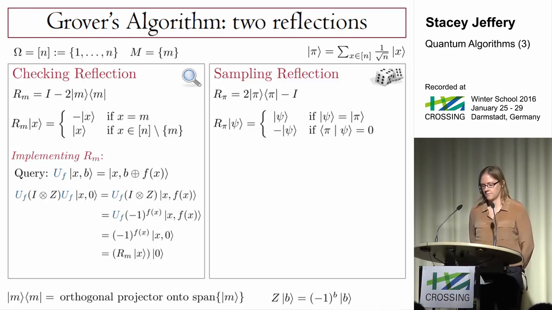Okay, so is that clear so far? So this reflection can be implemented as long as we can implement this unitary u sub f. And this unitary is kind of a classical unitary. It's really just mapping computational basis states to computational basis states. It's really just a classical operation that we've extended by linearity. And the other thing that we have to do, this gate, is really a very trivial thing. This is an elementary quantum gate. So this has really shown that as long as we can implement u sub f, that is, we can compute the function f, we can also implement the reflection r sub m.